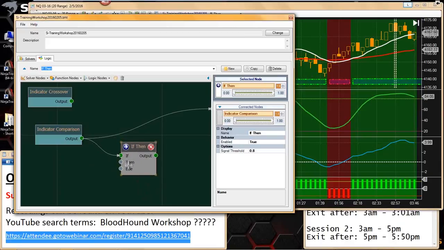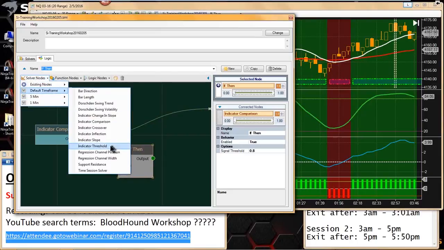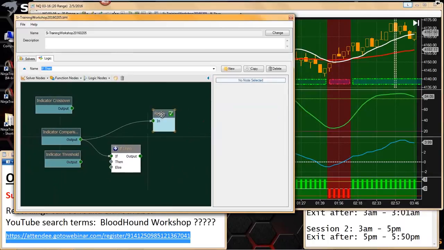Just be mindful: you don't have to have something connected into the then or the else. I should say you don't have to have something connected into both. You could use the if-then to just connect something into the then or the else, one or the other. You don't have to be connected to both of these to use this. Okay, so let me create some solvers here that I can connect up to this if node.